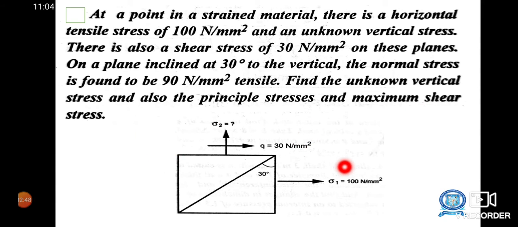You can see here the horizontal stress sigma 1 is equal to 100 Newton per millimeter square. The inclined angle is 30 degrees to the vertical. Shear stress q is equal to 30 Newton per millimeter square. So we have to find out sigma 2. That is the diagram given.